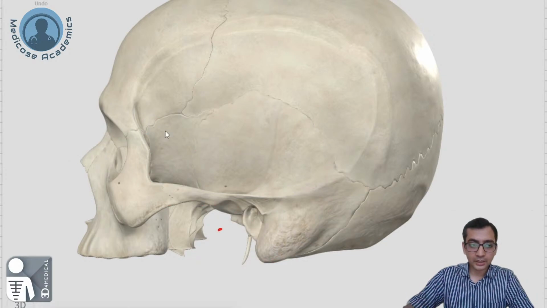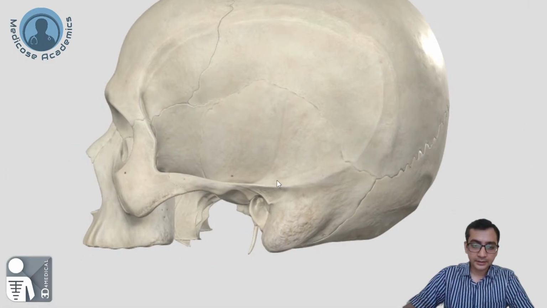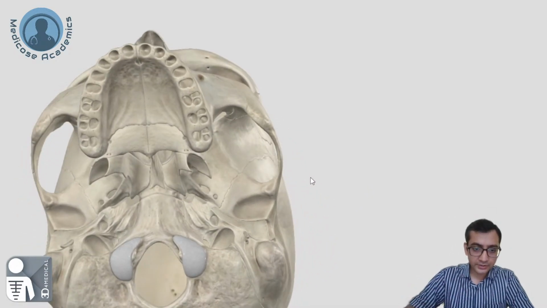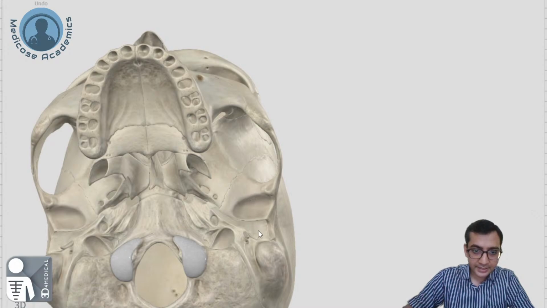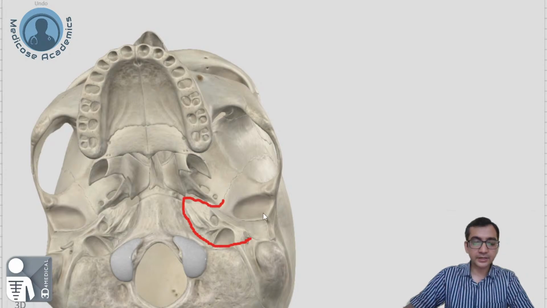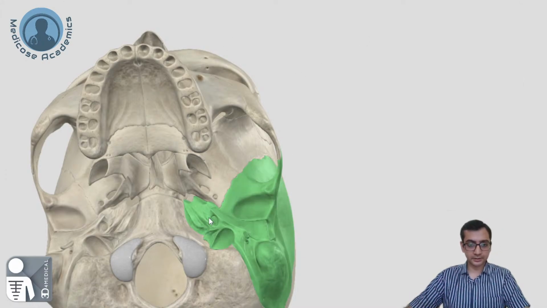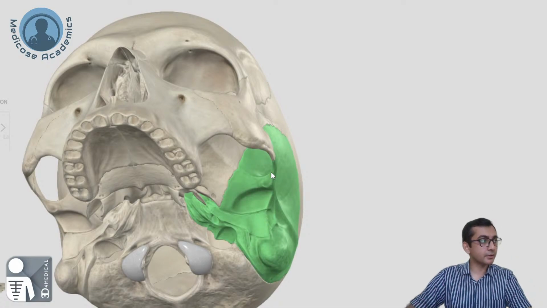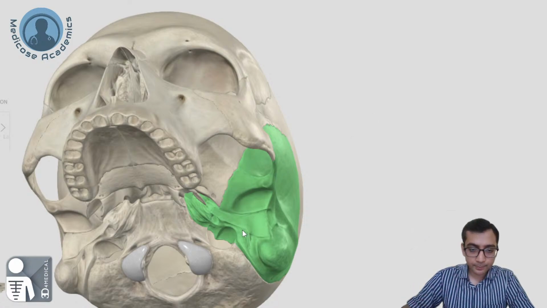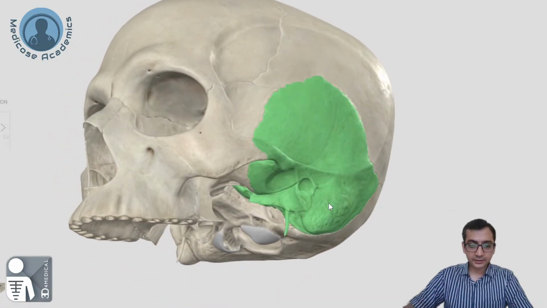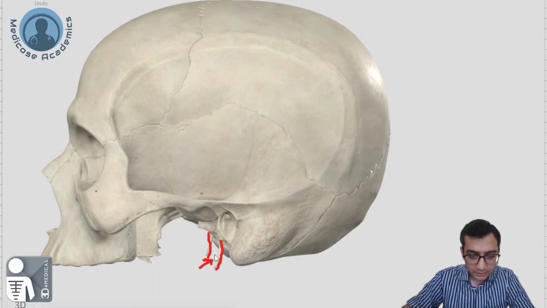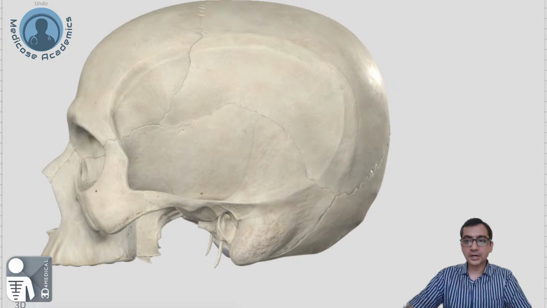What else? If we look a little from the opposite aspect, you will see two more things. I will go into a little more detail when we go to the base. You will see this part, the petrous part. Let me show you here. This part shown in green is the petrous part of the temporal bone. It is mostly on the undersurface and you will be able to see it when you are looking at the interior of the skull. And we are left with this one, the styloid process. So these are the different parts of the temporal bone.